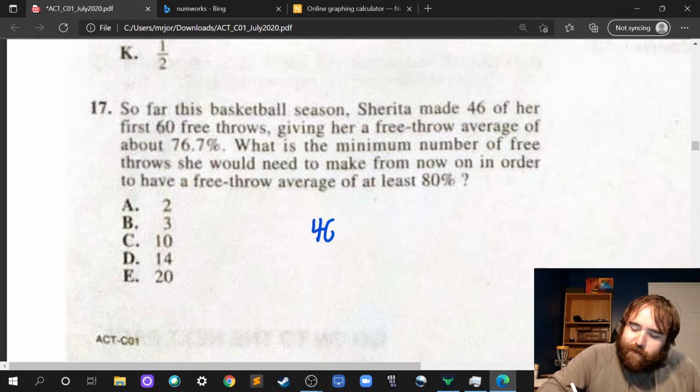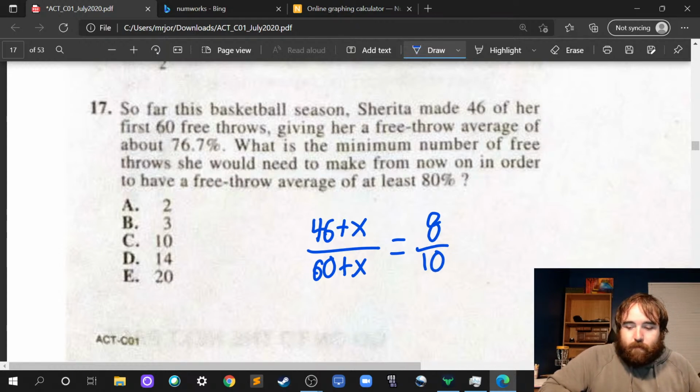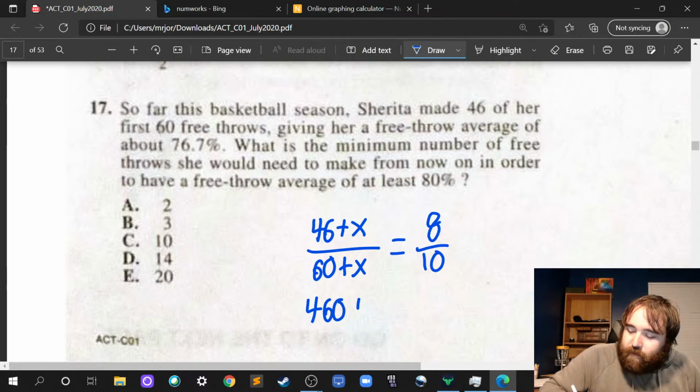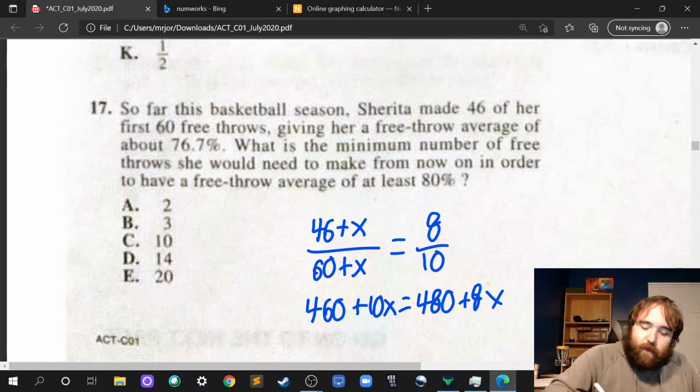So she's made 46. She's going to make X more. And she's going to do all the shots. So that's 60 plus X. And we want that to be 80%. So I'm just gonna cross multiply. I could have simplified that first, but it's fine. So 20, 2x, x is 10.